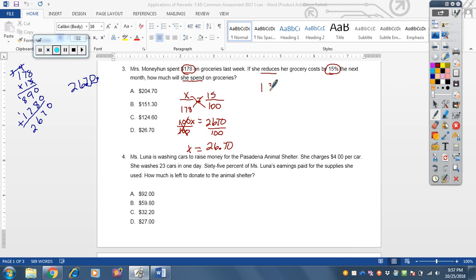So you need to add what she spent on groceries. Oops, not add, sorry. It's because I had to hit pause. I was running out of battery. You need to subtract what she spent on groceries minus how much she reduced her grocery bill. That will give you the correct answer. And truthfully, if you had to guess, you could cross off A and D. They're bad guesses. They don't make sense.